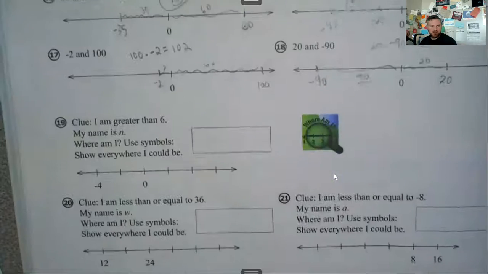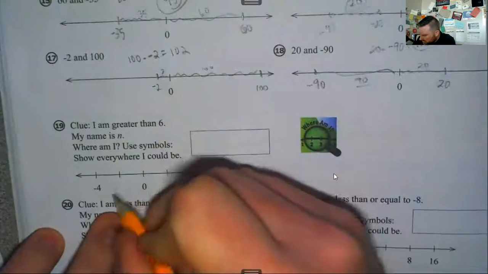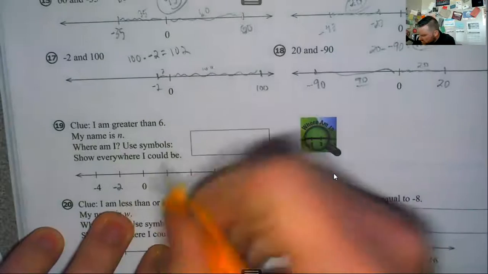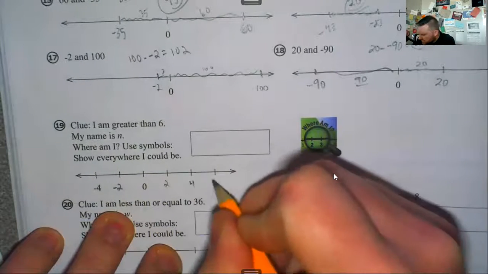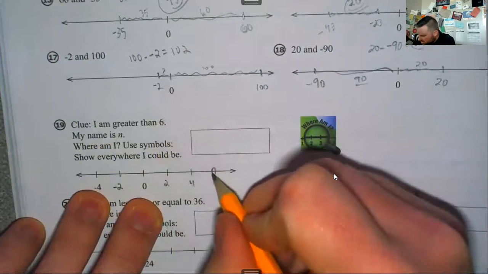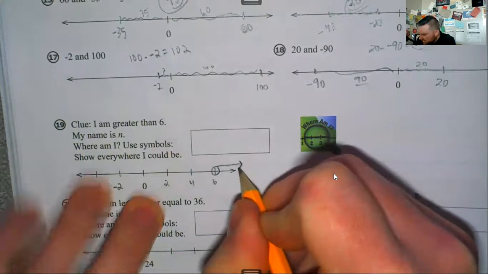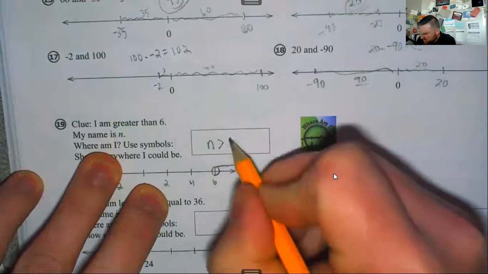Okay, clue, I am greater than 6. So let's complete the scale here. Looks like we're going by twos, 2, 4, 6. I'm greater than 6, so that's an open circle at 6. The greater numbers are to the right. My name is N, so N is greater than 6.